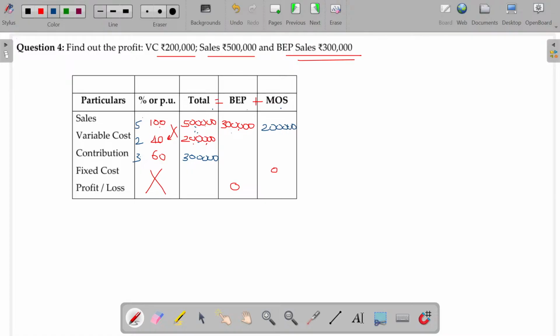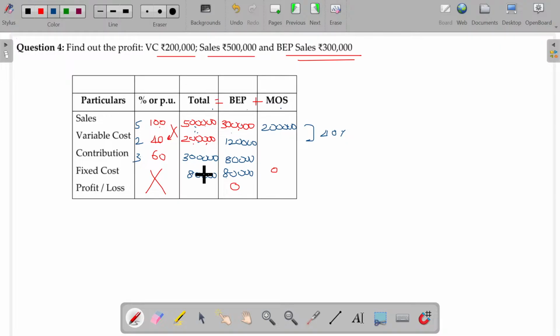Now, if the sales is 5, variable cost is 2 and contribution is 3. Otherwise, variable cost is 40%. From the sales, you just calculate 40% for the variable cost. 60% is for contribution. So, 40% on BEP is 1,20,000 rupees. And from the sales of BEP 3 lakhs, 120 is subtracted to get the contribution being 180. You know the profit being 0 at BEP, then definitely the contribution is equal to the fixed cost at BEP level. Okay. Clear?